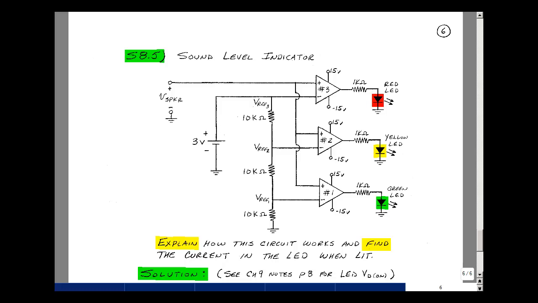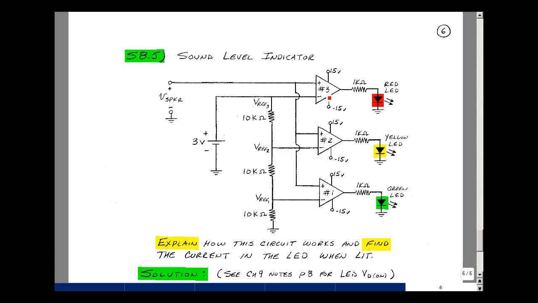This lesson deals with supplemental problem 8.5. You can find this problem in the course ebook in the Chapter 8 Supplemental Problems on page 6. In this supplemental problem, we're going to make a sound level indicator. I'm going to add this to the circuit of supplemental problem 8.4, where we had our simple karaoke machine.